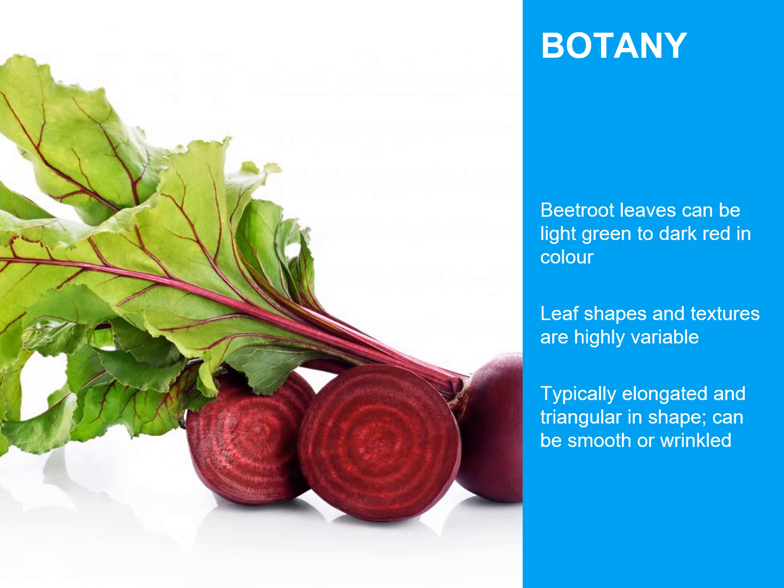Beetroot leaves can be light green to dark red in colour, and you can actually also eat the leaves as well. That's not commonly done commercially, but home growers might also consume the leaves of beetroot plants. Leaf shapes and textures are highly variable and similar in appearance to chard leaves. Typically they're elongated and can be quite triangular in shape, as I think you can see in this slide here, and the texture of those can be either wrinkled or smooth.